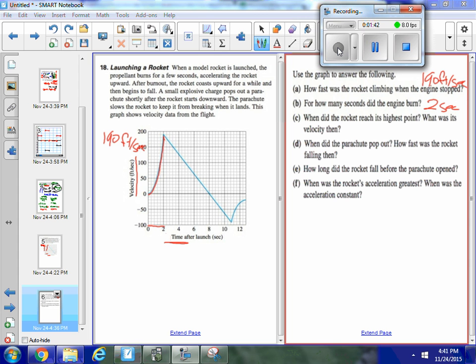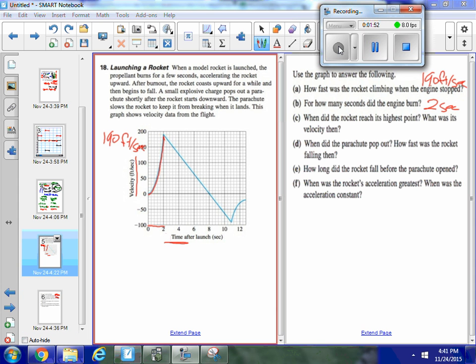When did the rocket reach its highest point, and what was its velocity then? Now this is where you kind of have to stop and think for a minute. So the engine stopped right here, and the velocity started to decrease because there's no more fuel being burned. The velocity started to decrease, but the velocity is still positive. So it's still going up. In fact, it's going up right until there where the velocity hits 0.